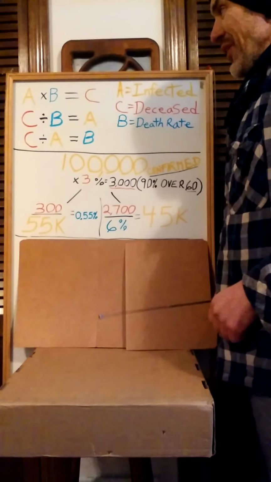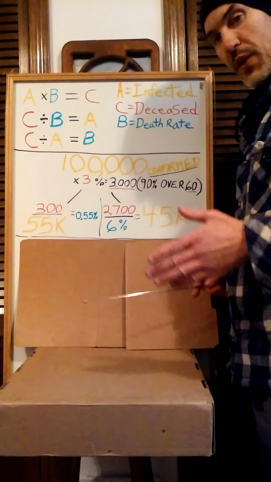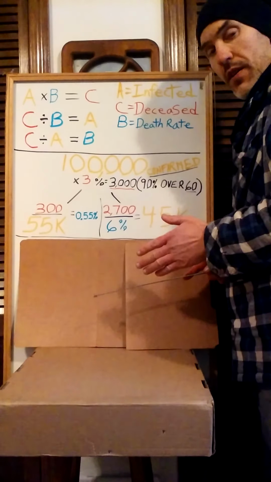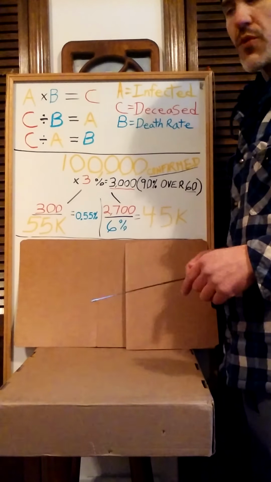Quality check. Today we're going to be talking about the difference between death rates over 60 versus under 60, or 60 and over and under 60.